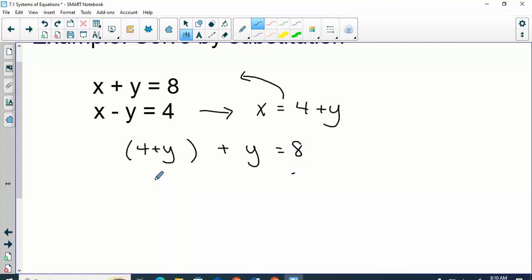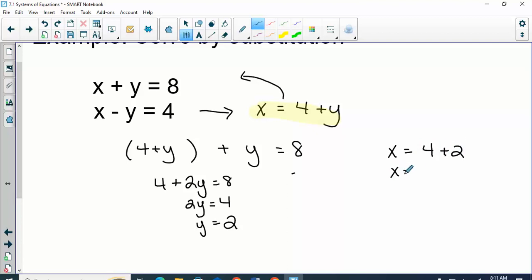And so now we solve this. So y plus y is 2y. Subtract the 4. Divide by 2, so we get y equals 2. Then what? Okay. I know x equals 4 plus y. So if y is 2, 4 plus 2 is 6.